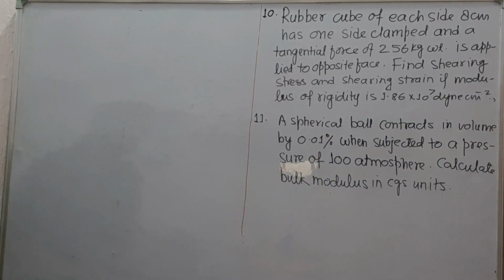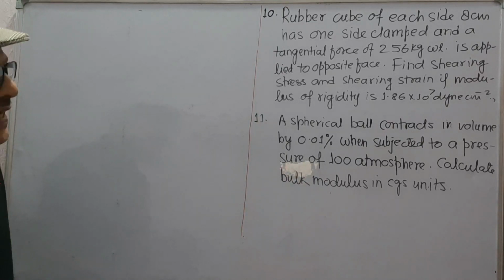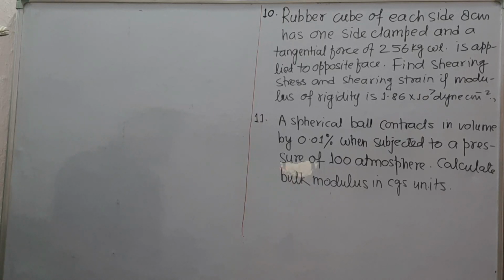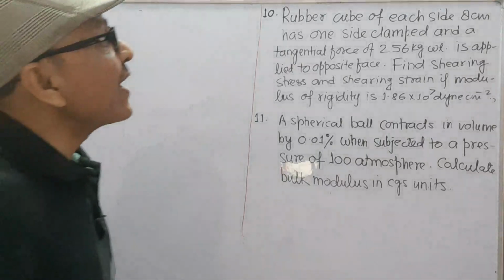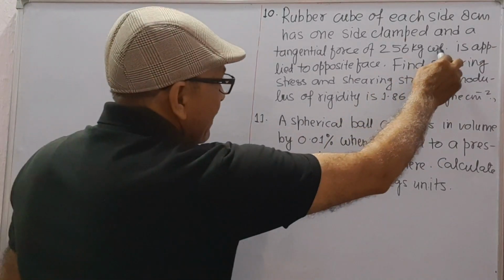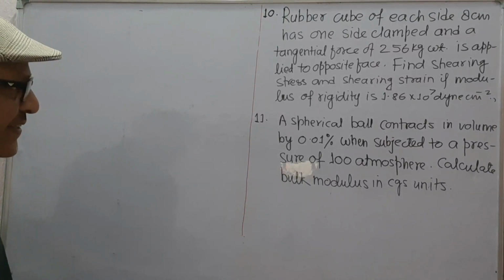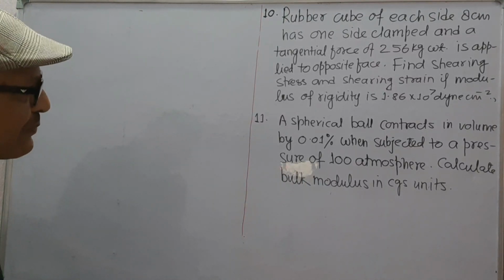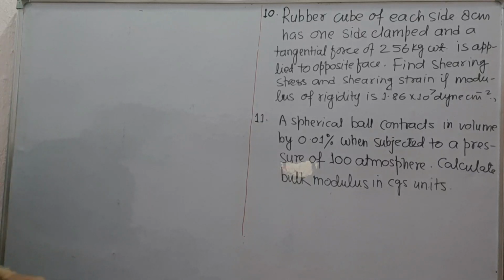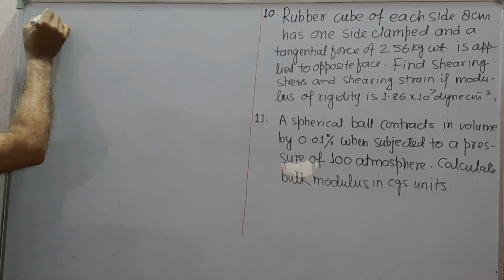Next, question number 10. Rubber cube of each side 8 cm has one side clamped and tangential force of 256 kg weight is applied to opposite face. Find shearing stress and shearing strain if modulus of rigidity is 1.86 into 10 to power 7 dyne per cm square.